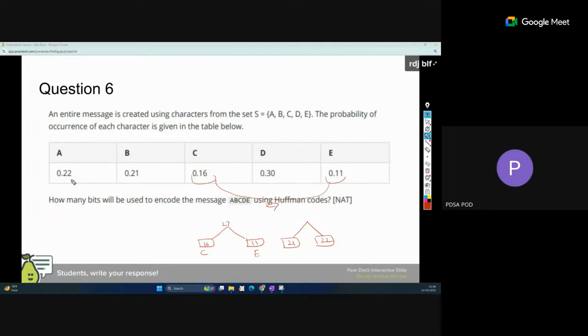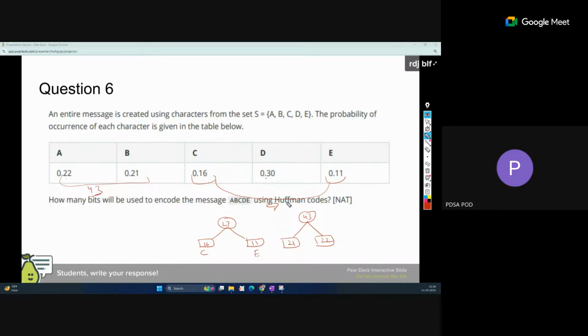Now we have the frequencies 22, 21, 27, and 30 available. Out of these four, which are the smallest? 27 is already in a tree, but these are not added right now, so we will keep this as a separate tree. So 21 and 22 make 43. This is now combined, so this becomes 43.